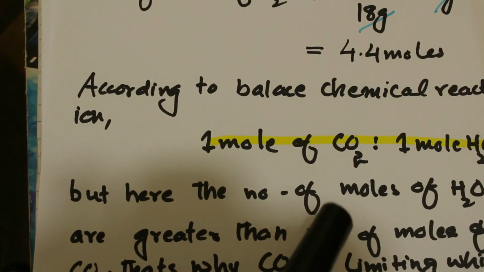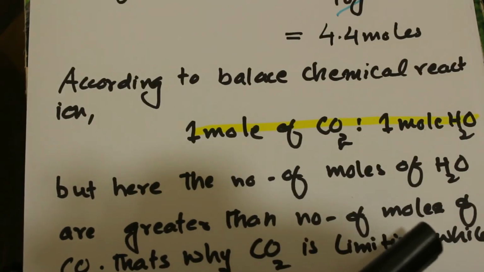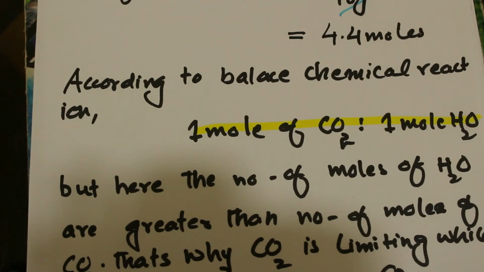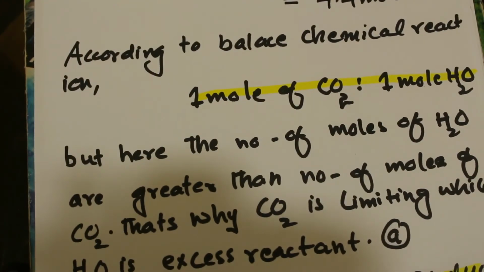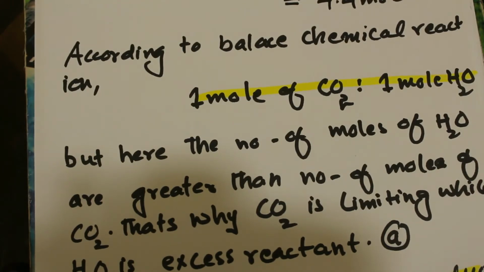Now the number of moles we have calculated for carbon dioxide is 2.73, but the ratio between carbon dioxide and water is 1:1. It means that for one mole of carbon dioxide we need exactly 1 mole of water. If we have 2 moles of carbon dioxide, then we need 2 moles of water. The number of moles of water is higher than the number of moles of carbon dioxide, which simply means that water is an excess reactant while CO2 is a limiting reactant, because the number of moles of the CO2 is smaller as compared to the number of moles of the water.